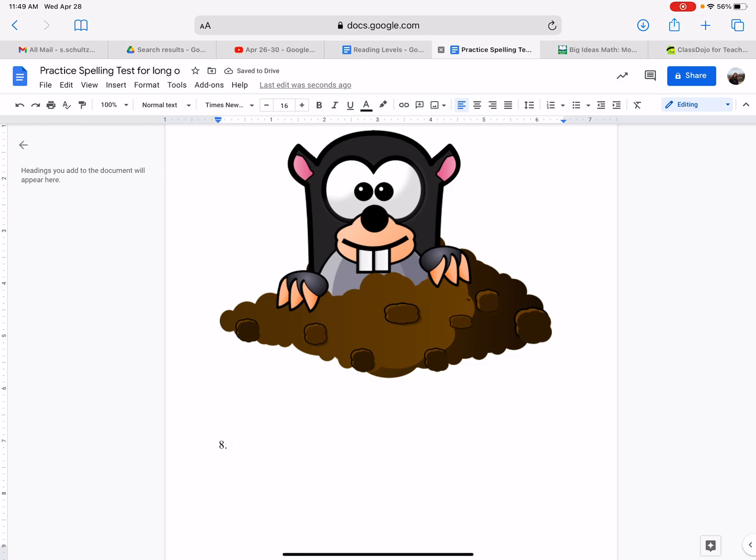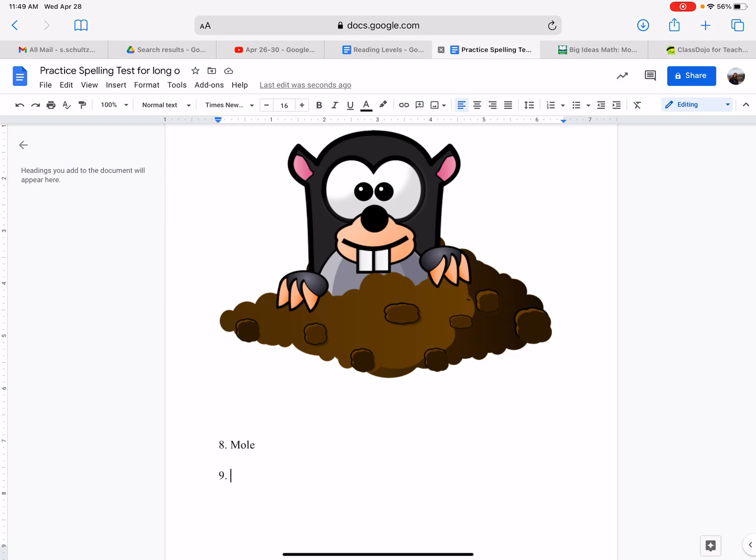Now what makes the M sound as in monkey? It's going to be the M, and then O. It's going to be O. And then L as in lion, L as in lollipop. It's going to be L. And then we don't hear it, but it's there. We need the E.